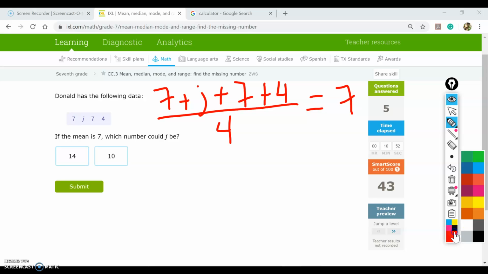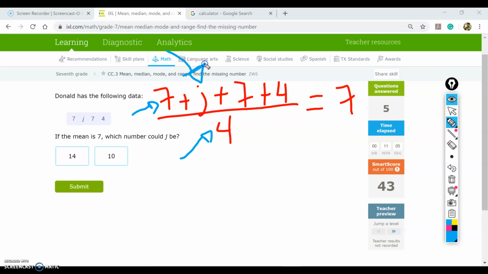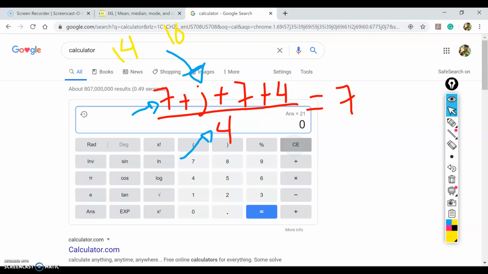And I'm doing this because remember that the mean is when you add all of the numbers, so that's what I'm doing, and you divide them by the number of numbers you're adding, which in this case is 4. So what I need to do is find what number I can put here instead of J so I can get a mean of 7. I have 2 options. Option 1 is if I put a 14, and option 2 is if I put a 10. So how can I know that? I'm going to use my calculator. So I would go to the calculator here. Let me clear everything we did. And I'm going to add them. So I'm going to do 7 plus J, but instead of a J, the first time I'm going to try 14.